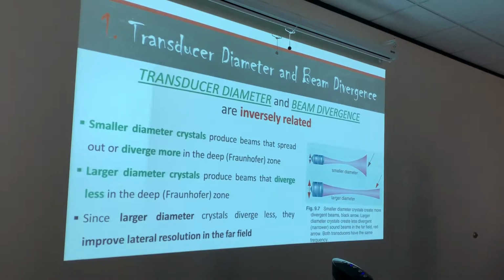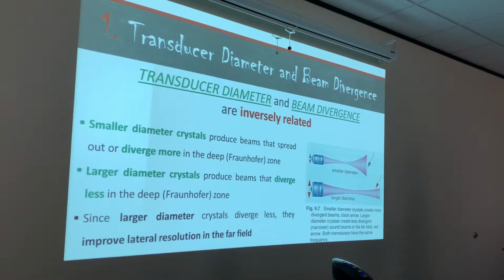Smaller diameter crystals produce beams that spread out more, or diverge more, in the deep or Fraunhofer zone. See, our crystal right here is a lot smaller than this larger diameter crystal. That smaller diameter crystal is going to diverge or spread out more than a larger diameter crystal.